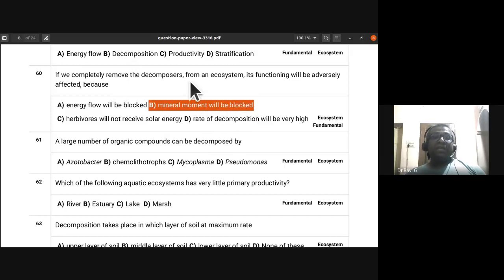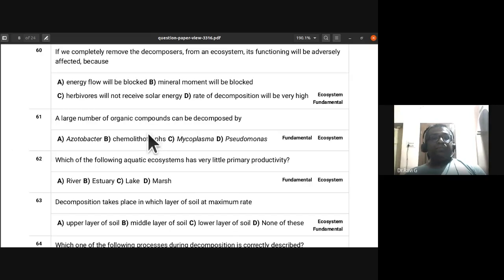So if you completely remove the decomposers from an ecosystem, its function will be adversely affected because mineral movement will be blocked. It was a typographical error. So mineral movement will be blocked if decomposers are removed.